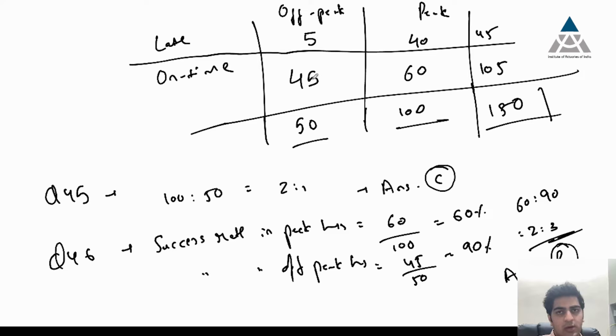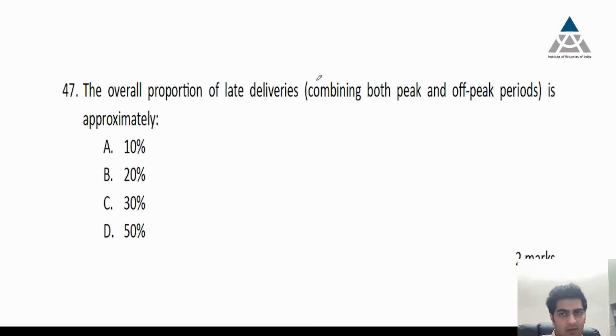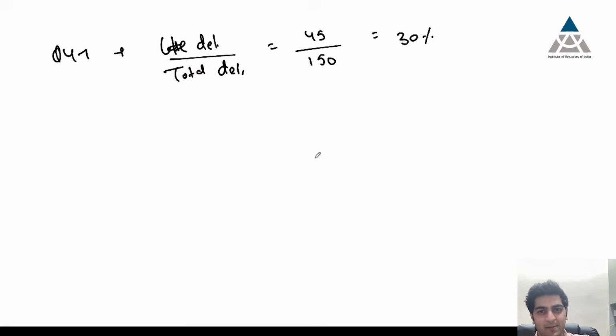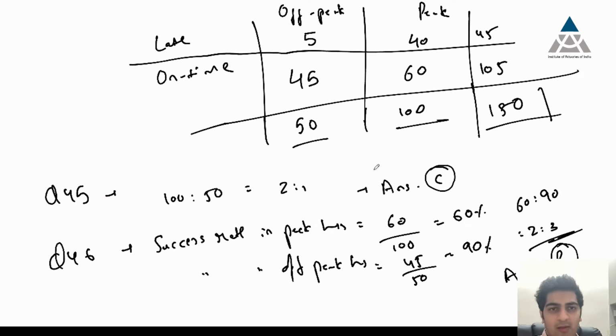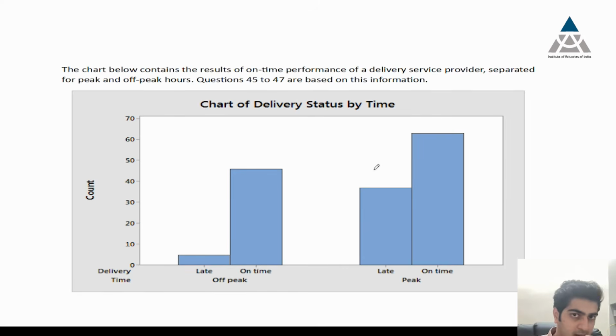In off-peak hours you're actually quite good, 90% is very good, but because of those peak hour issues, which have the higher volume, your average is completely tilted towards the late delivery, and that's why your overall proportion becomes 30%, which is option C. So here the answer is option C, which is the correct answer. That was a very nice question, 45 to 47.